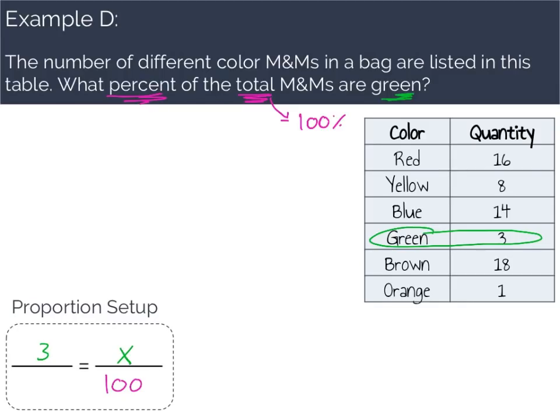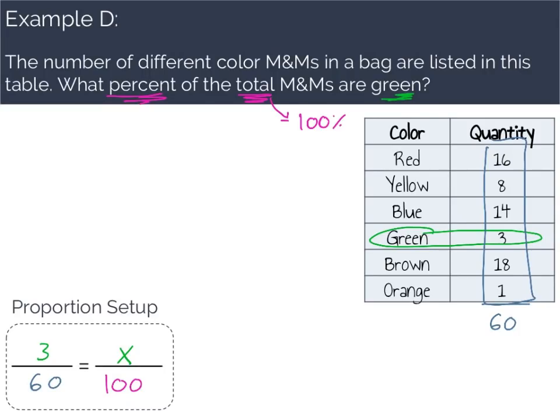Now our problem becomes, what is our third number that we know? We need to figure out what the total is going to be. Since we found the total percent as 100%, we need to figure out what the total number of M&Ms there are. And the only way to do that, since it's not listed, is to add up all of the numbers in our table. So 16 plus 8 plus 14 plus 3 plus 18 plus 1. If we do that, we know that there's going to be 60 M&Ms total. So that's our total that's going to go on the other side of our proportion.